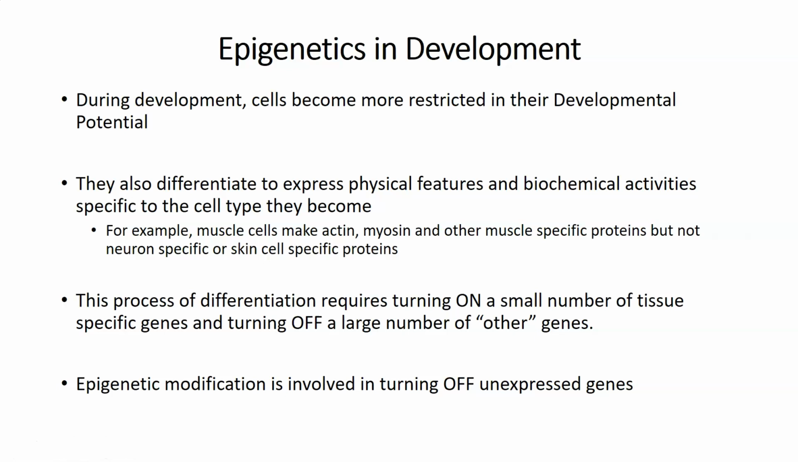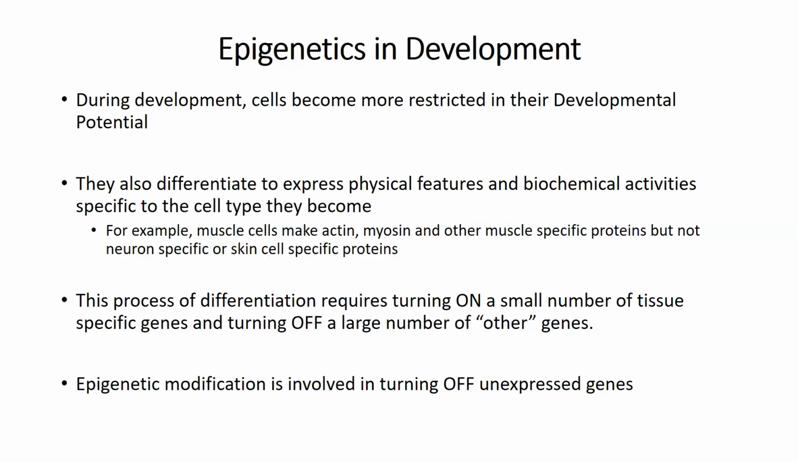So first, some basics about development. During development, a fertilized egg, the zygote, divides extensively, and as development proceeds, cells become more restricted in their developmental potential. So the zygote obviously can form all parts of the developing organism. And so that's referred to as being totipotent, having the potential to form the total of all organs, tissues, cell types.